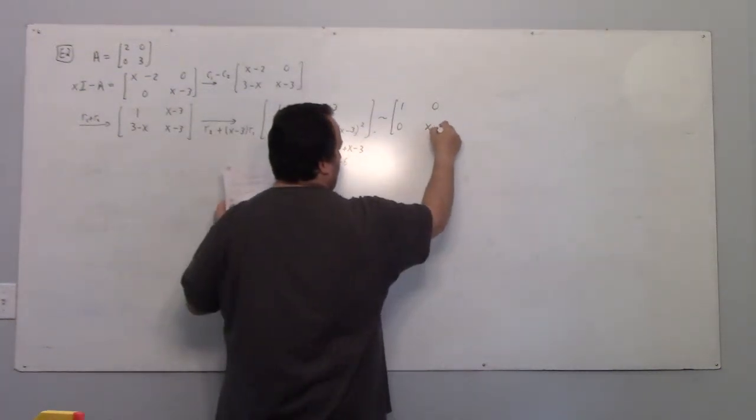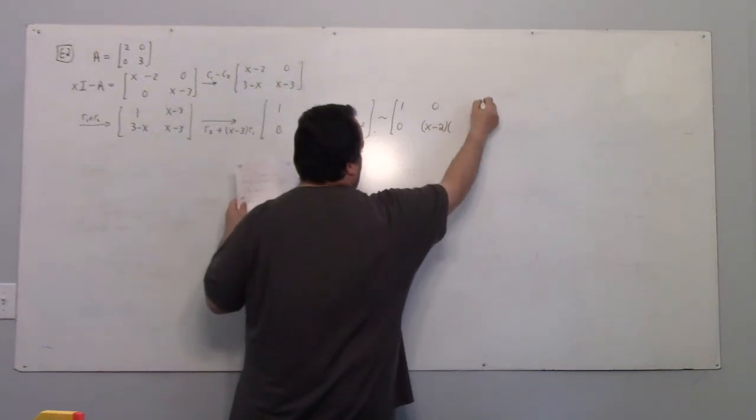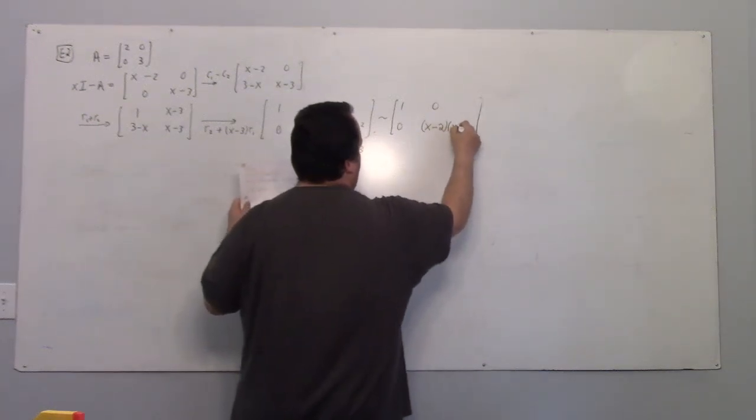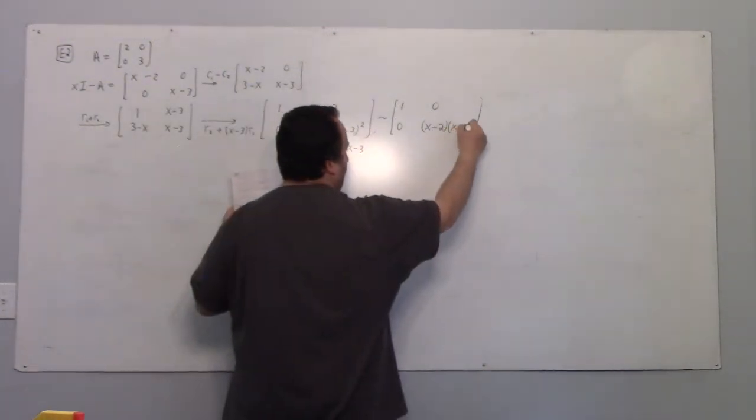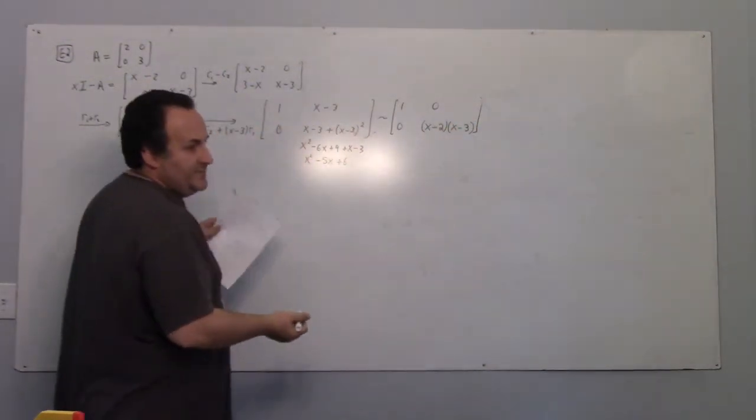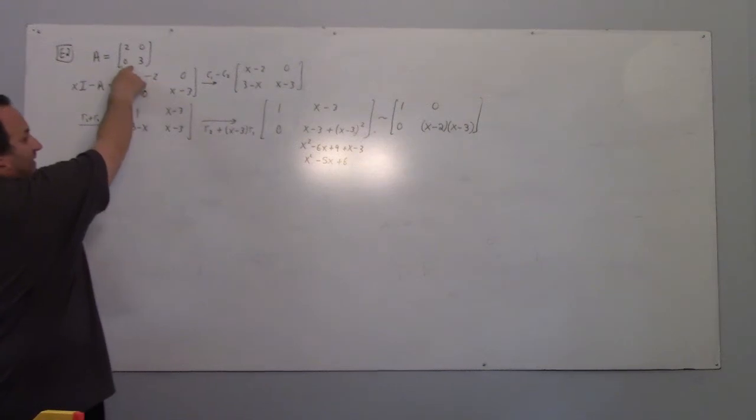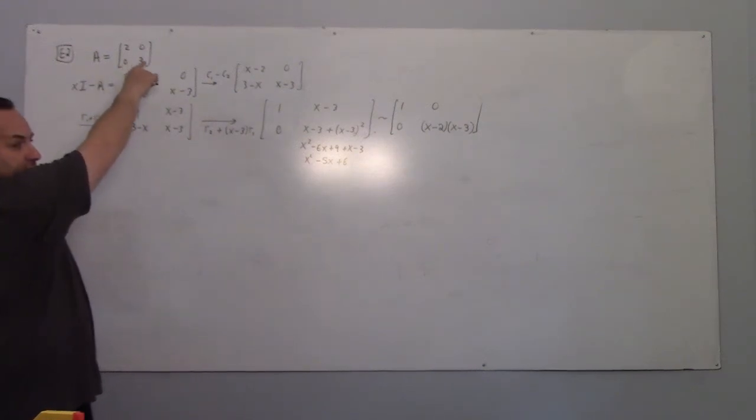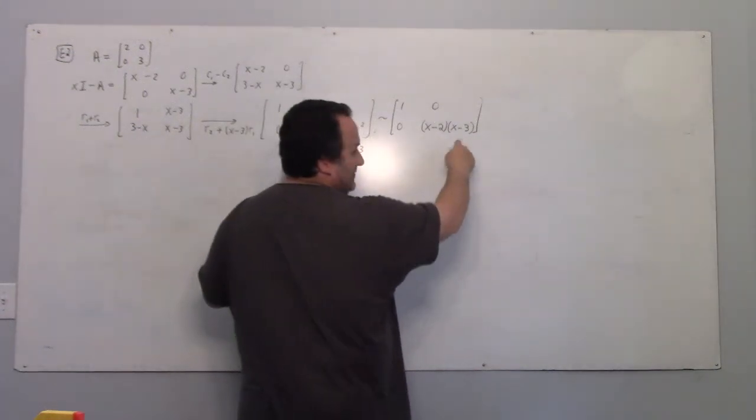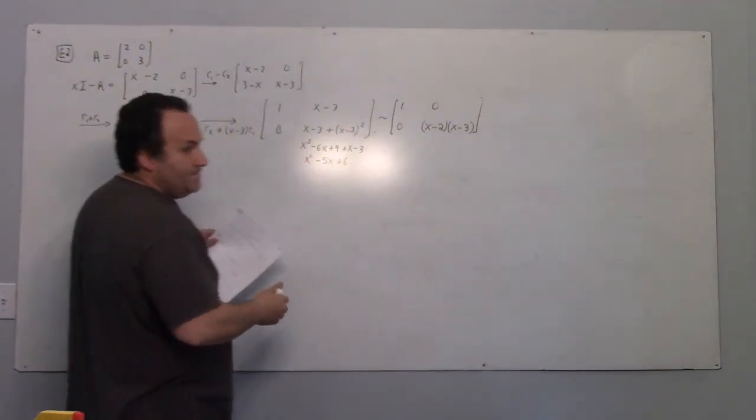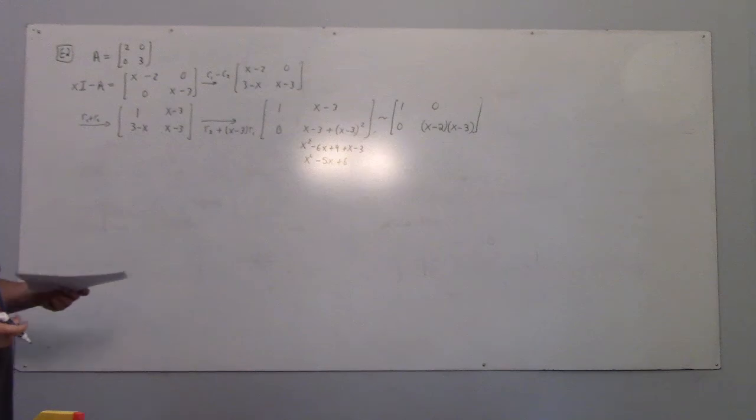Also known as x minus 2 times x minus 3, which is totally unsurprising because the eigenvalues are 2 and 3. So the minimal polynomial is x minus 2 times x minus 3, which is, again, the characteristic polynomial as well here.